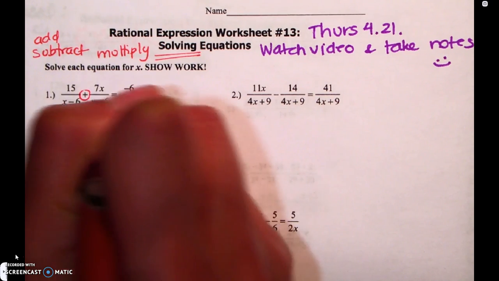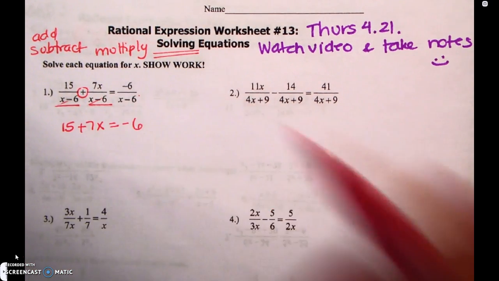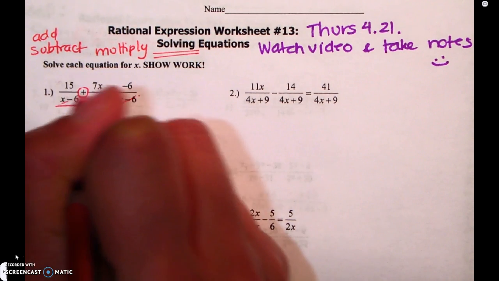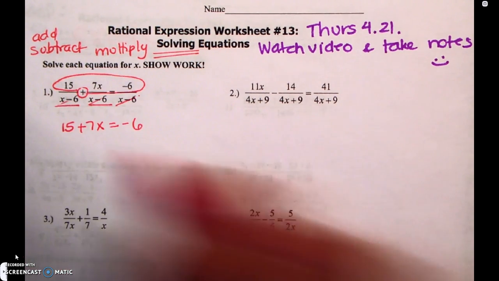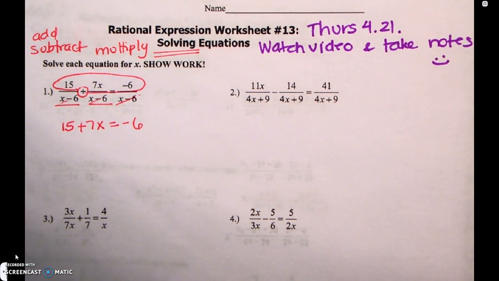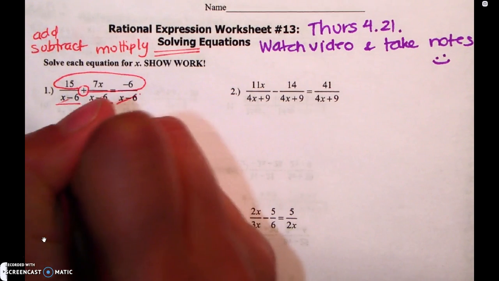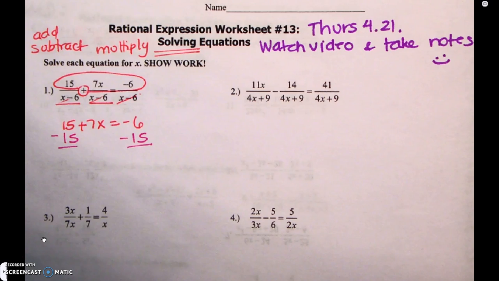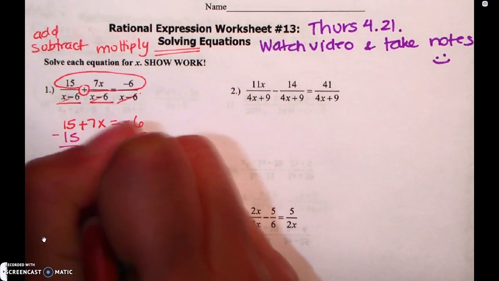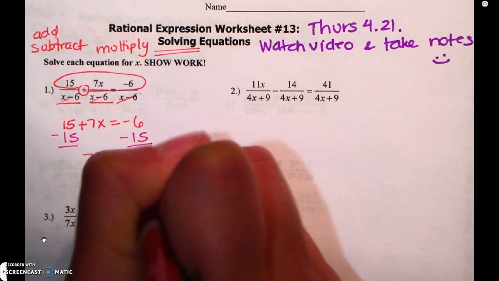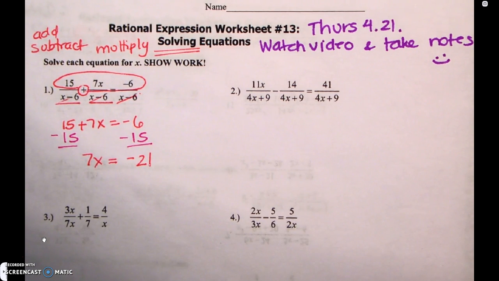They both have a common denominator. These are not really there for now. I'm just going to kind of ignore the denominators. And it's like if I had this as my actual equation, 15 plus 7x is equal to -6. How would you get rid of a positive 15 in order to get x by itself? Well, you would subtract 15 from both sides. So you're left with 7x is equal to -6 minus 15, which is -21.